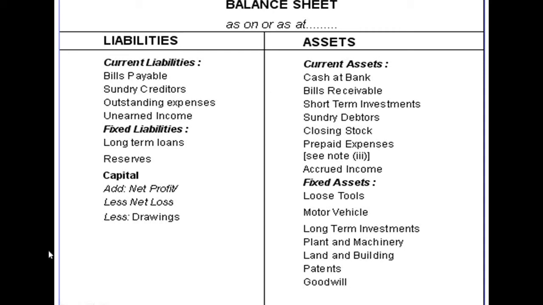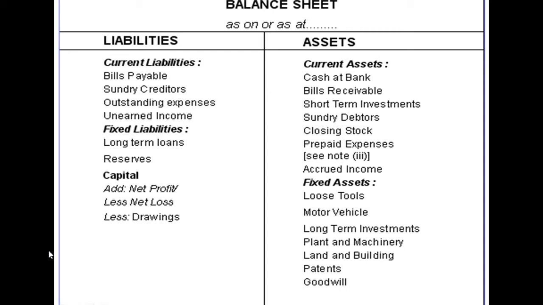The next one is capital. Capital is the original fund which the owner entered into the business. Later on, he may introduce further amounts towards capital and may withdraw some amounts from the business. So next we are going to see the assets.